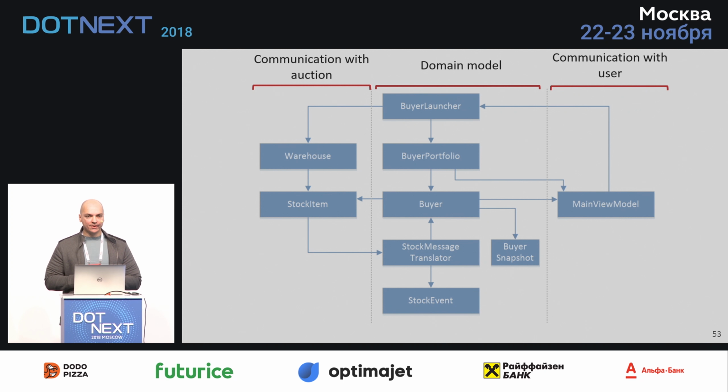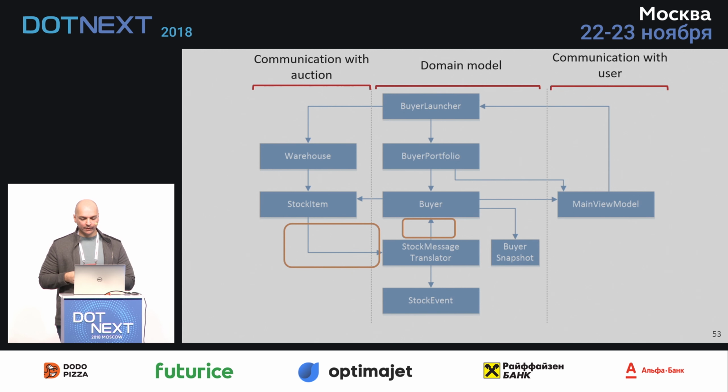The second problem here is that this solution doesn't make a distinction between different types of communication. So, for example, the call from stack item to stack message translator is an example of a call that comes from the outside world. So it comes from an auction. And the call from stack message translator to the buyer is an example of communication that takes place inside the domain model. At the same time, tests verify these two types of communications in the same way.